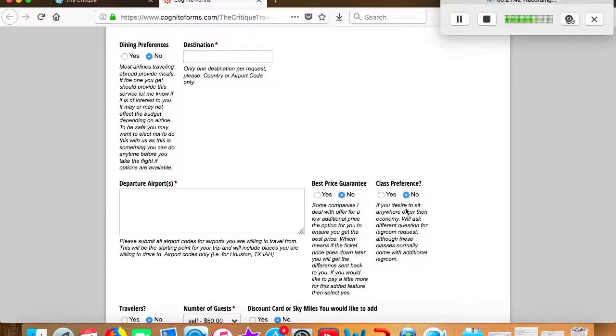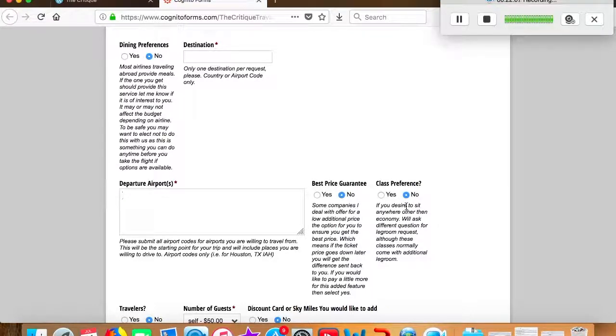Okay, so class preference. Now, when you start talking about class preference, we're talking more about first class and all those sorts of things. The other one was talking about leg room, but now we're talking about luxury. Not so much leg room. Leg room is included, but now we're talking about luxury. If this is not a preference to you, click no.